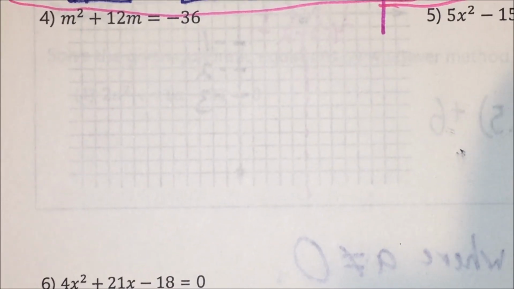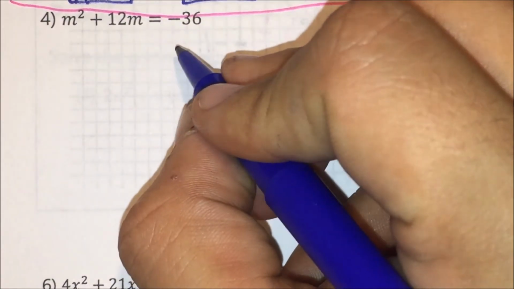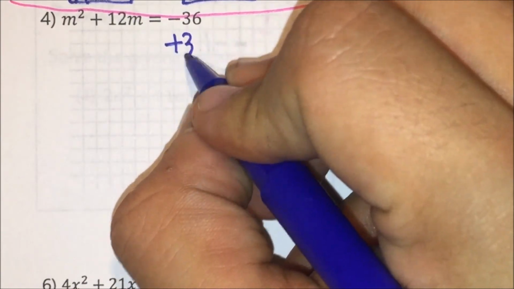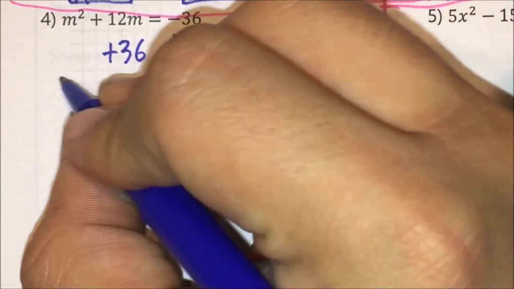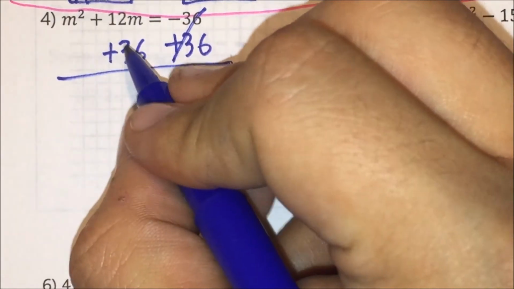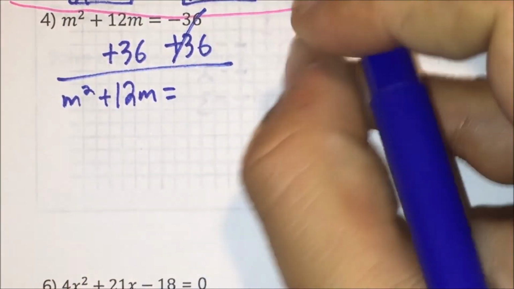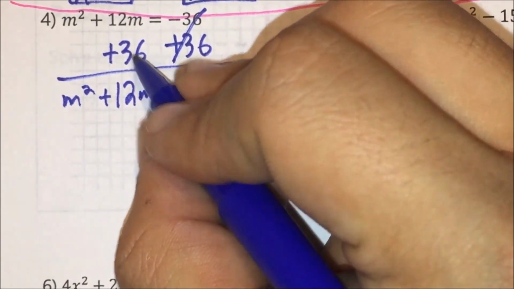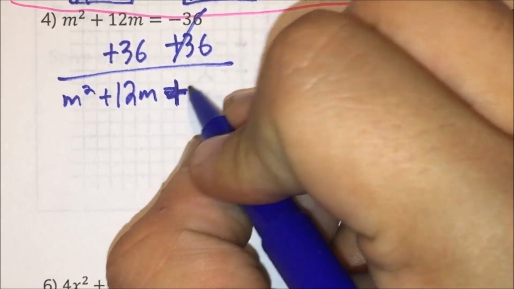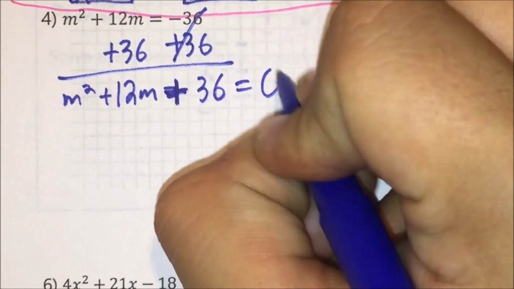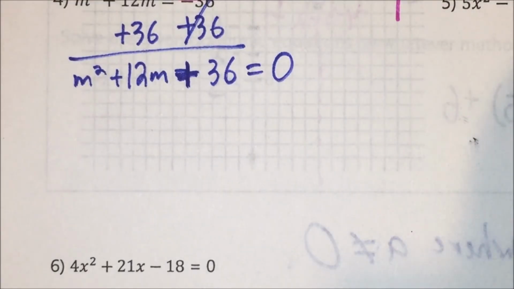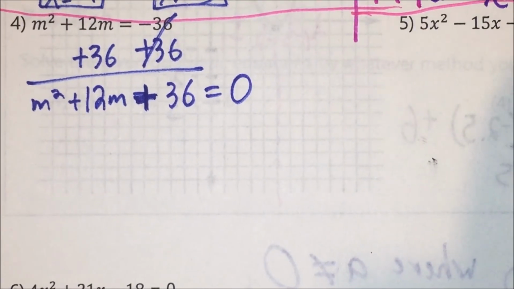So let's go ahead and add 36 to both sides first, because again, in order to factor something, we want it to be equal to 0. So we're going to get m squared plus 12m, or sorry, not equal to, my apologies. We're going to add 36 because the right side is now equal to 0. Man, I'm just flubbing all over the place today.